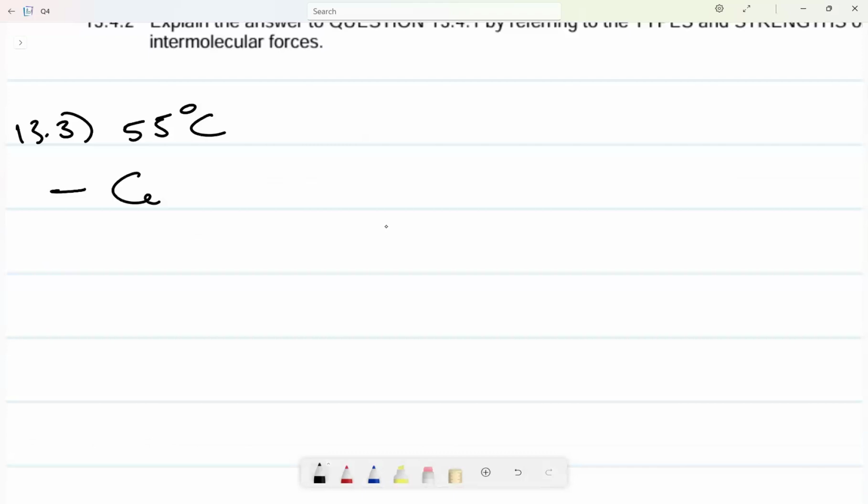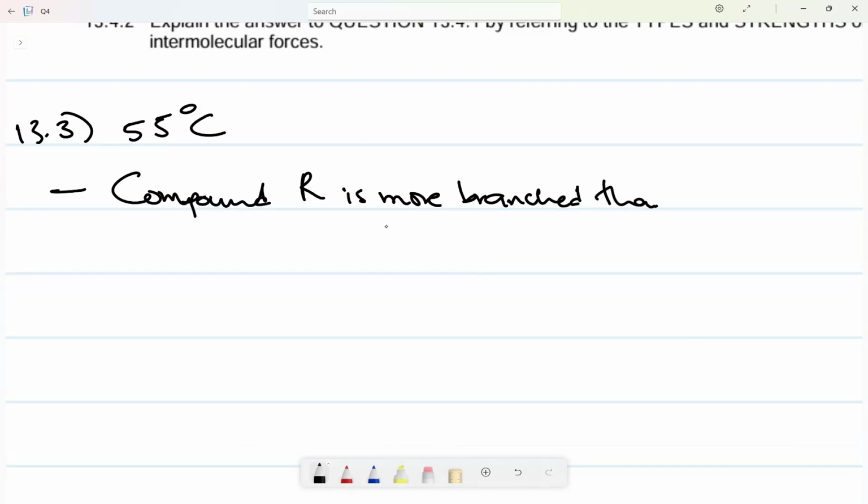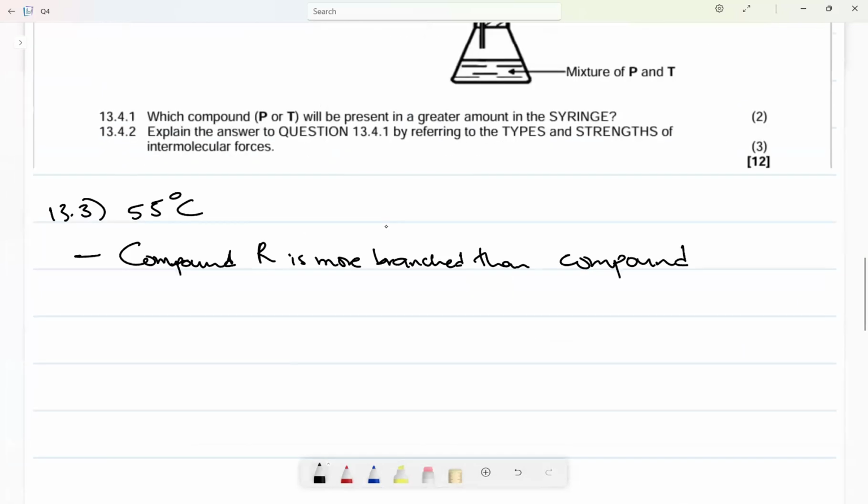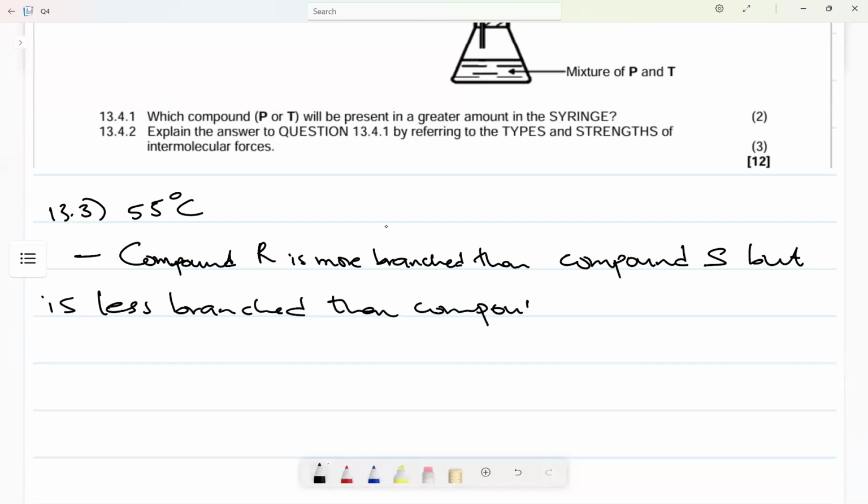You will say compound R is more branched than compound S, but is less branched than compound Q. That is the very first one. The second one you need to say therefore.